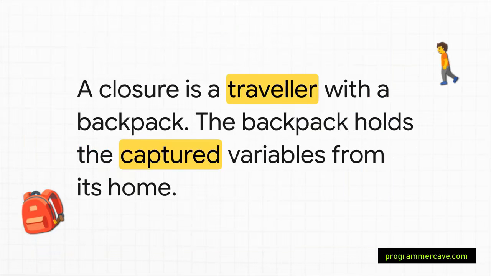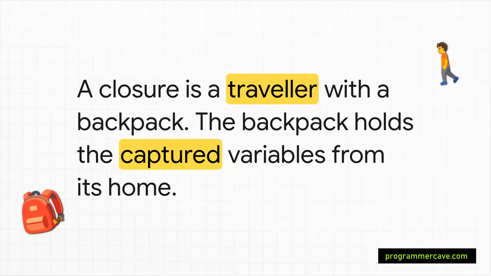I love this analogy. Think of a normal function as a traveler. A closure is a traveler with a magic backpack. Inside that backpack are variables from its hometown, the function that created it. And here's the key. It carries that exact same backpack on every single trip.